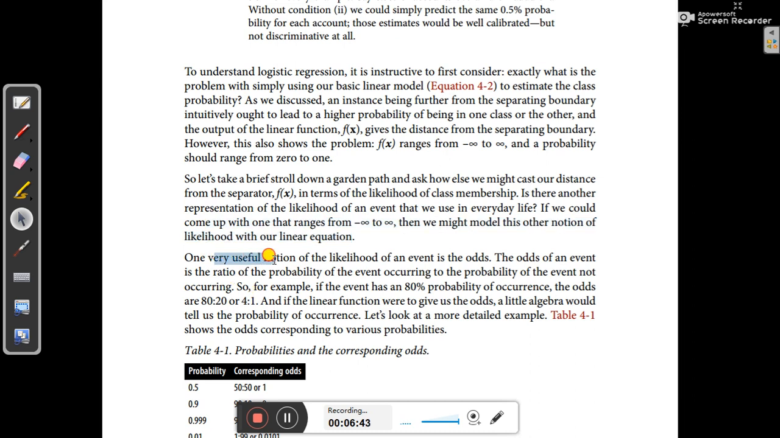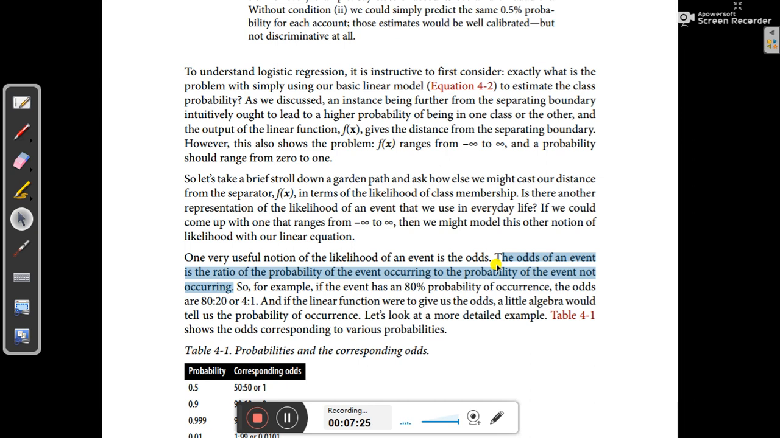One very useful notion of likelihood of an event is the odds. The odds of an event is the ratio of the probability of the event occurring to the probability of the event not occurring. Try to understand this point. For example, if the event has 80% probability of occurrence, then obviously the odds are 80/20, because 20% is the probability of not occurring. So 80/20 or 4/1. That is the odds of an event.